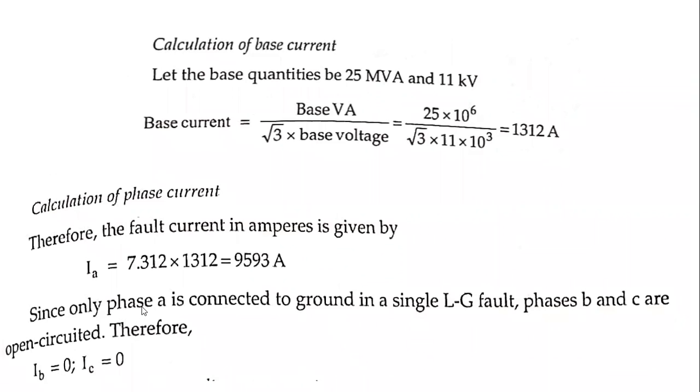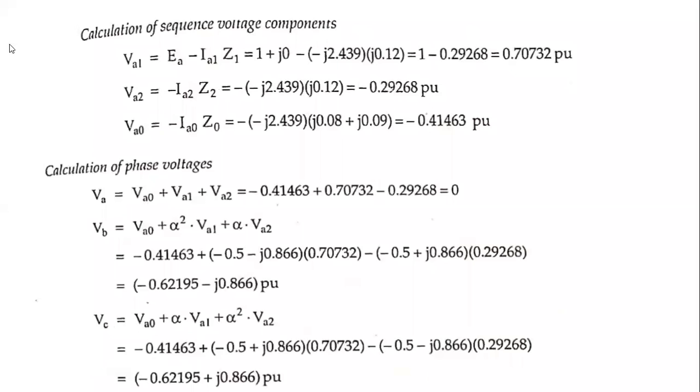Only phase A is connected to the ground, that is a single line to ground fault. Phase A is connected to the ground, and phase B and phase C are open circuited. Open circuited means IB is equal to 0 and also IC is equal to 0. Therefore, we are calculating the voltages.